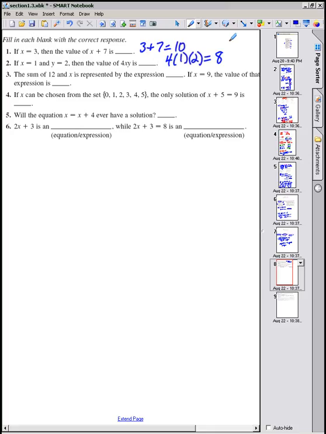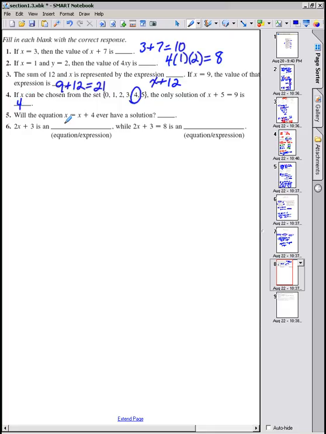The sum of 12 and x is represented by the expression. Sum means addition, so that expression would be x plus 12. And then if x is 9, what is the value of that expression? So then we would just say 9 plus 12, which is 21. If x can be chosen from the set 0, 1, 2, 3, 4, 5, the only solution of x plus 5 equals 9 is, well, you can kind of think of this. What number do you have to add to 5 to get 9? Well, that would be the number 4.